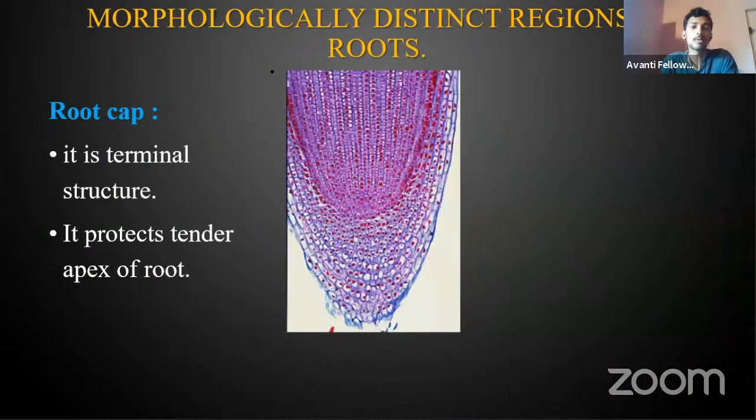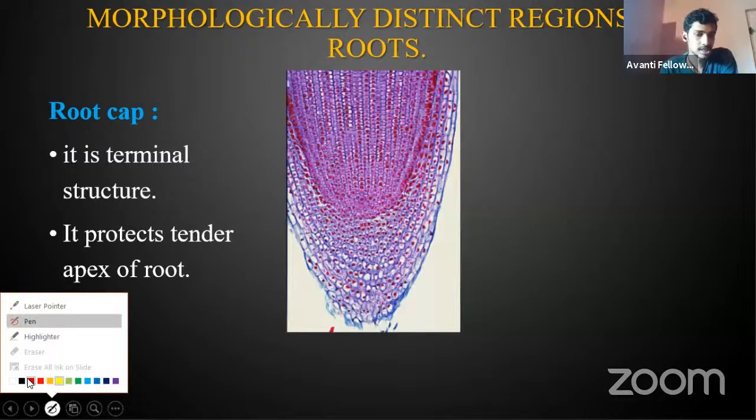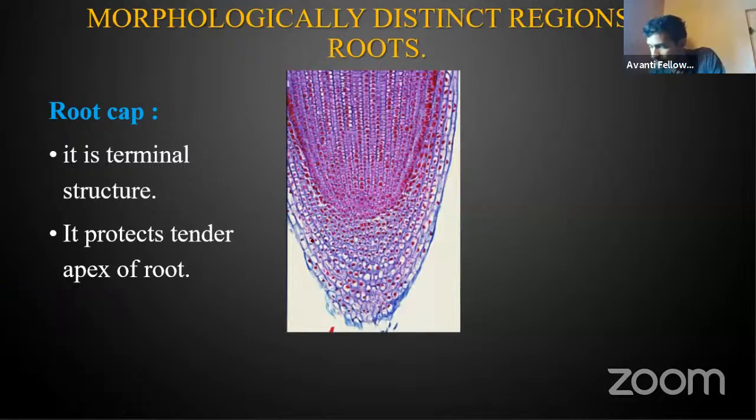So we will check the parts of the roots. Okay. So the morphologically distinctive portions or regions in the root. The first region is the root cap. I took a section here. If you check it clearly, fibrous roots develop from the base of the stem, not from the radicle. It's part of the stem, or the fusion where the root, plumule and radicle are there. Exactly. So the first thing is the root cap.